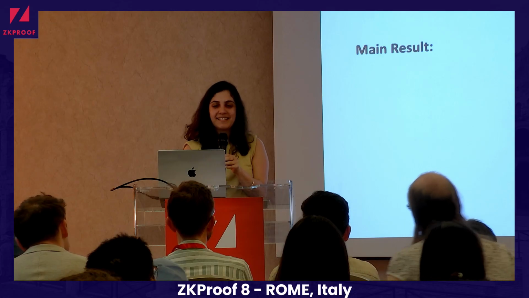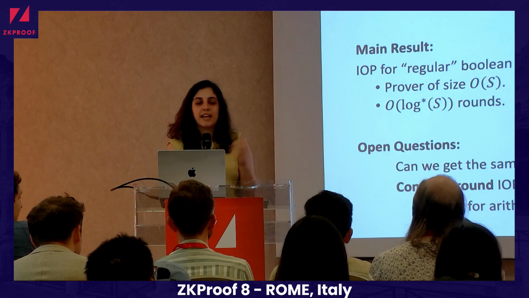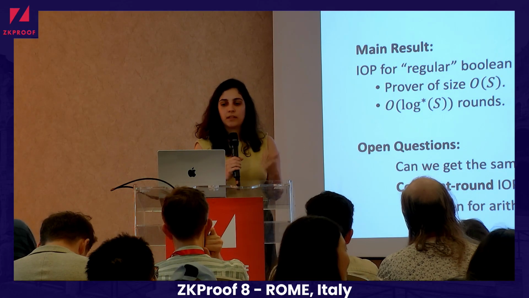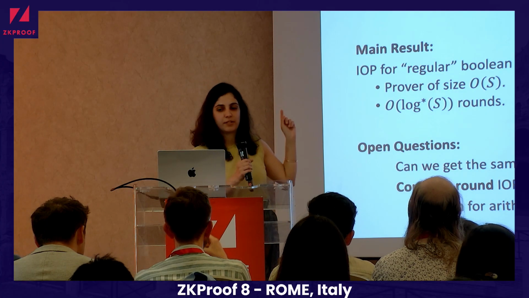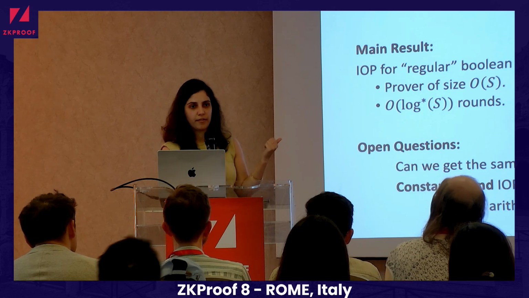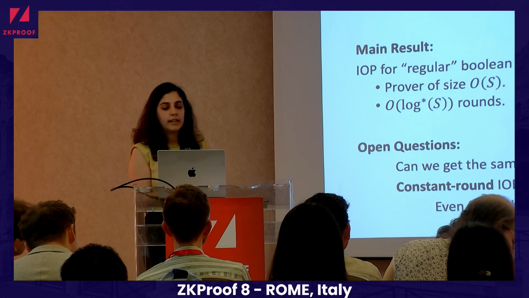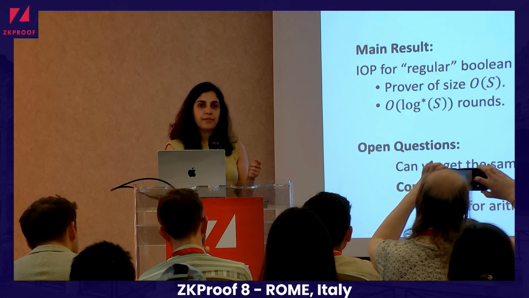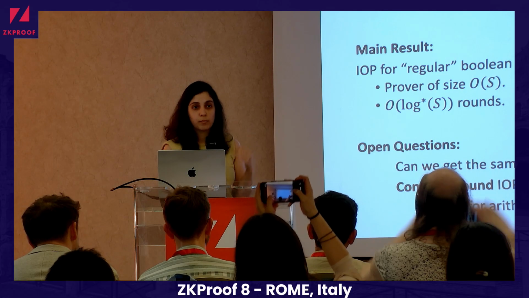Okay. Great. So our main result was an IOP for regular Boolean circuits, where the prover size is linear, and we have log star rounds. So the open questions were, can we get the same result for all circuits, and not just these regular circuits? We said yes, but then we pay in verifier time. So can we do this without paying in verifier time? The second question is, can we get this with a constant round IOP with a linear prover? And we don't know that this is true even for arithmetic circuits over large fields and not just Boolean circuits.